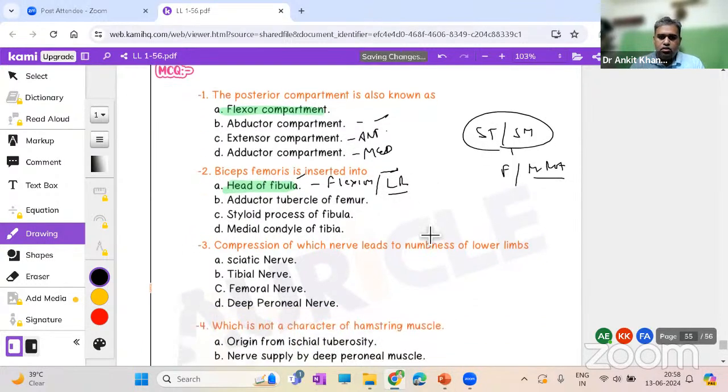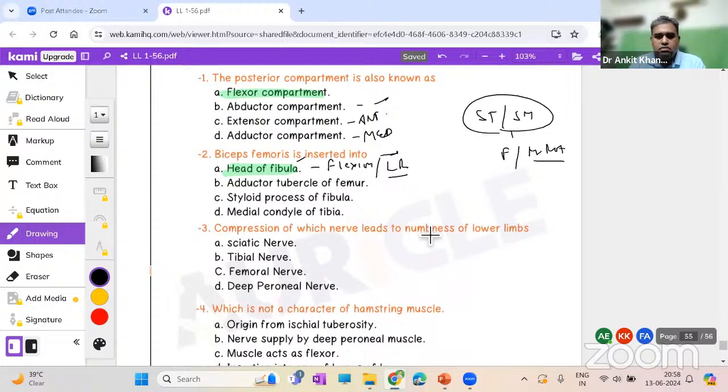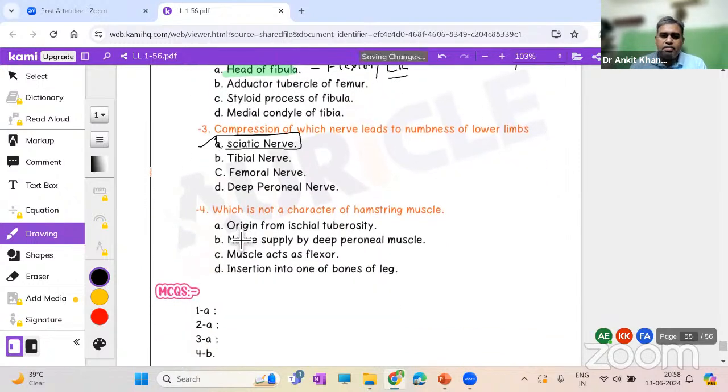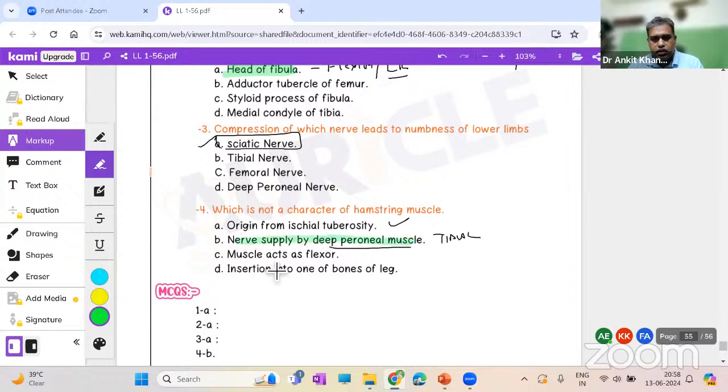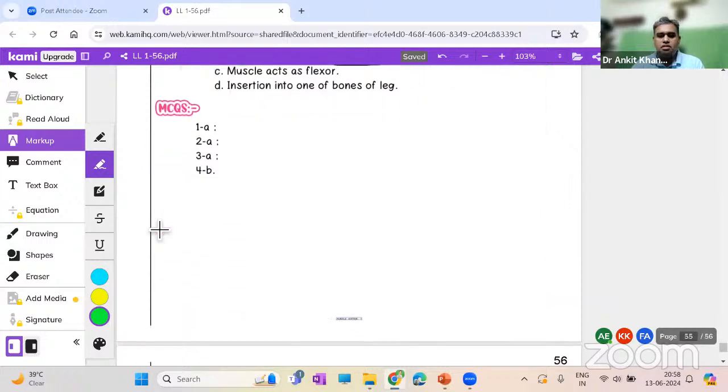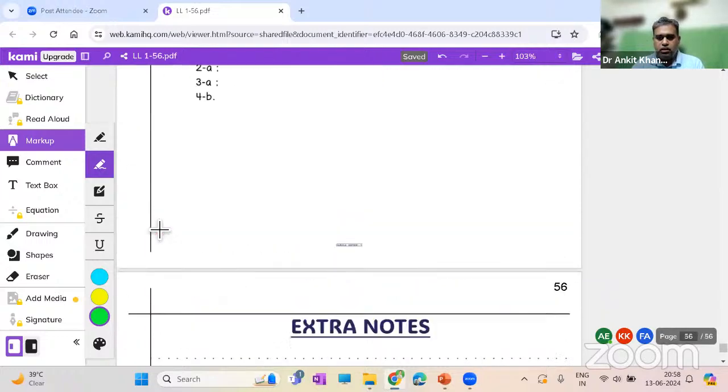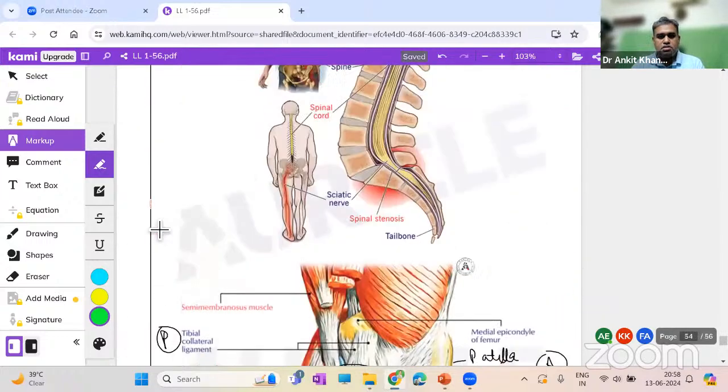Third question: compression of which nerve leads to numbness of lower limbs? It's the sciatic nerve that will cause numbness of the lower limb, right? Which is not a character of hamstring muscle? Origin is ischial tuberosity, yes. No, nerve supply is by the tibial. So not over there, we can go with option B over here. Muscle acts as a flexor, insertion, yes. So the answer will be option B. Likewise, these MCQs can come over here, right? So this was all about the gluteal region and posterior compartment of thigh.